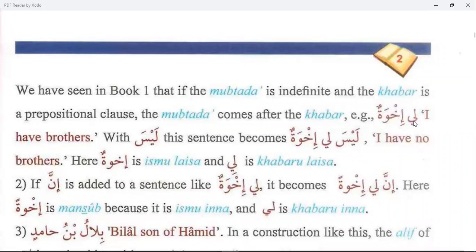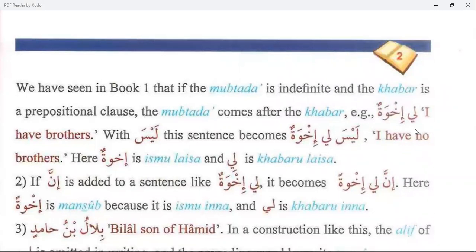Okay, but in this sentence, li ikhwatun, I have brothers. Li is khabar and ikhwa is mubtada. We are seeing that it is opposite. Khabar is from before the mubtada. So when the mubtada is a nakira and the khabar has harfe jar, then khabar comes first, then comes the mubtada. Okay, normally mubtada comes first, then comes the khabar. But when the mubtada is nakira and the khabar has harfe jar, then you will see that khabar comes first and then comes the mubtada. Okay, any question?